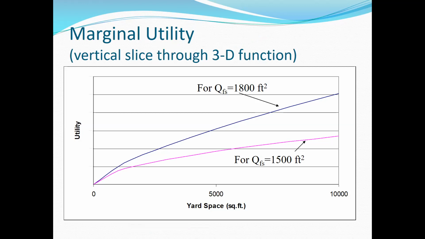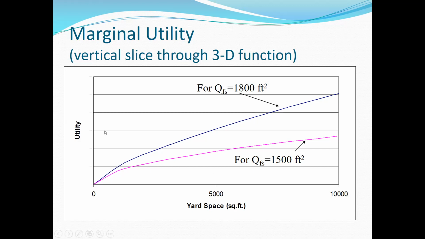So here I'm cutting two vertical slices, one where floor space is 1,500 square feet, and one where the floor space is 1,800 square feet. Okay? Now think about this. Obviously, an 1,800 square feet house will have more utility compared to a 1,500 square feet house, right? That makes sense.